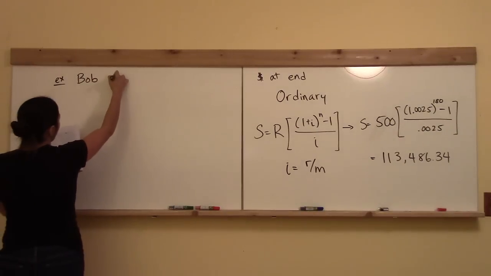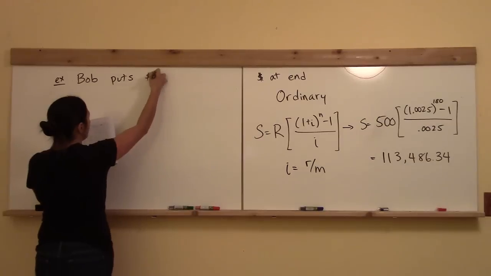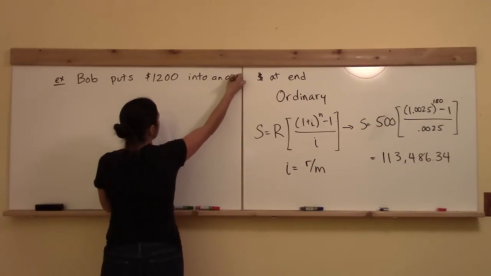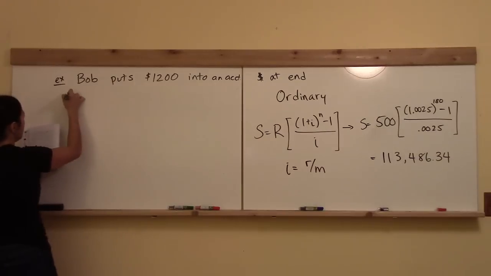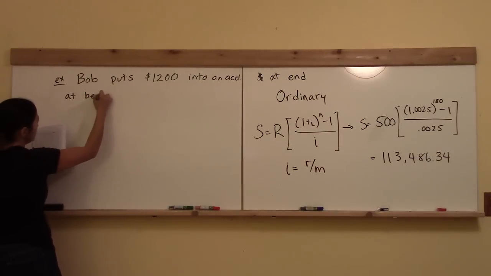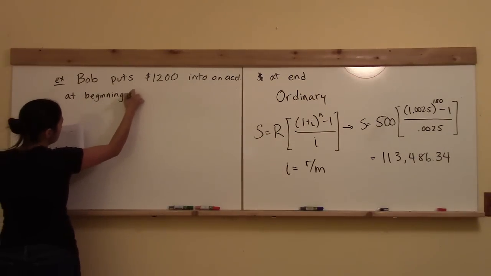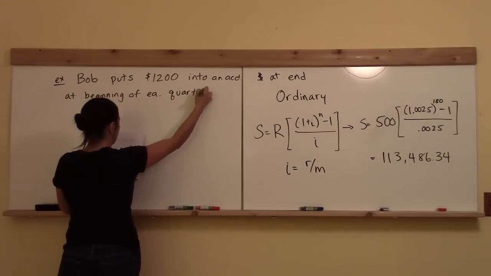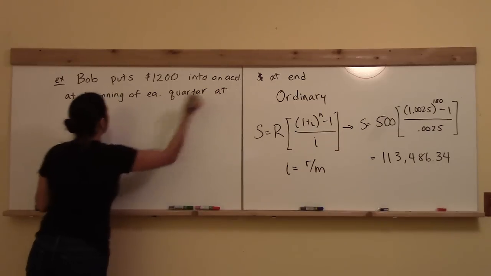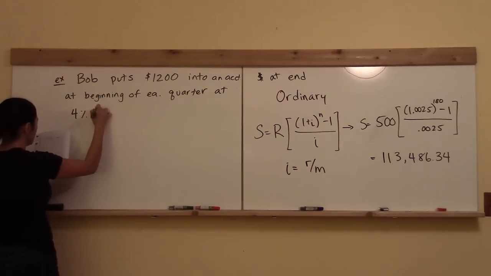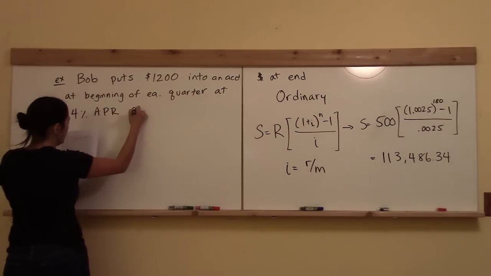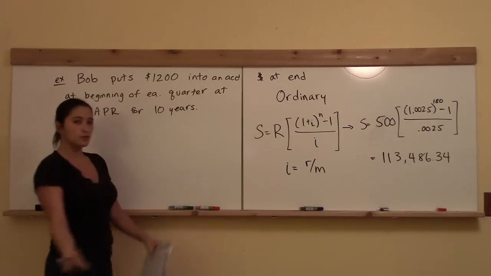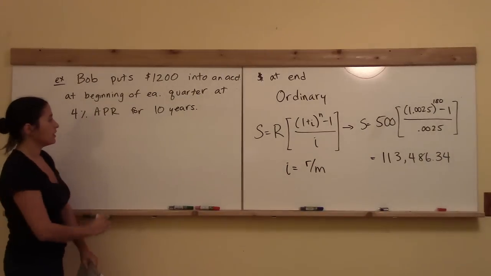We'll call this guy Bob. Let's say Bob puts $1,200 into an account. Okay, and he does that not at the end but the beginning of each quarter. Okay, and let's say that the APR on that is at 4% APR, and he does that for 10 years. And the question once again is, what's the future value of Bob's money?